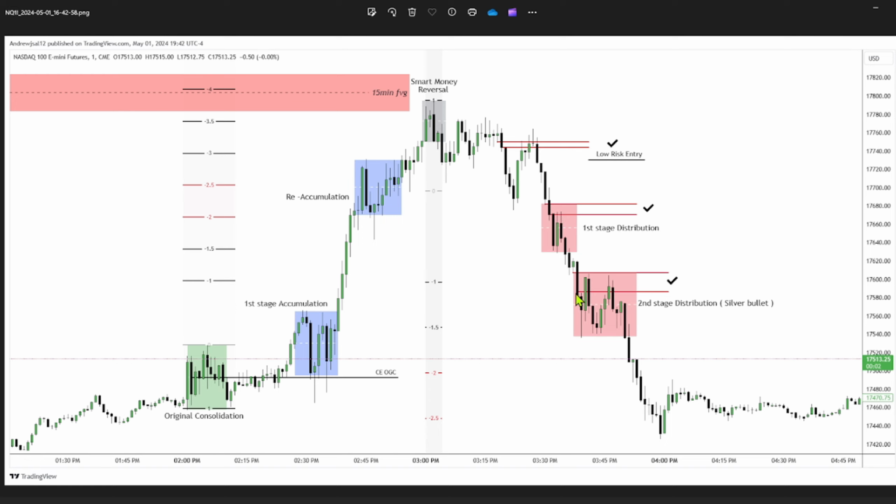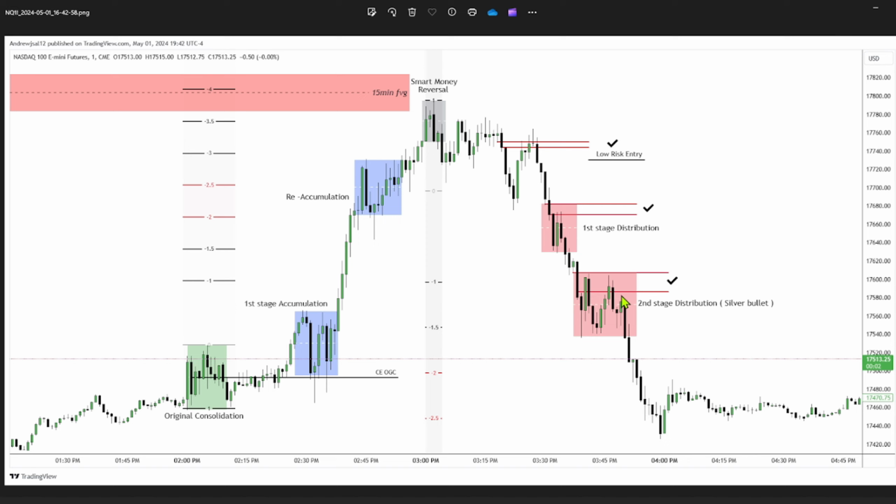We drive lower, second stage distribution where we have a small area of consolidation, but what's it doing? Respecting bearish order flow. Second stage distribution is your silver bullet. Right? You have 1, 2, drive lower, 3, 4 chances to enter this before we break down. Another small last chance entry, right? So you have 6 chances to enter here.